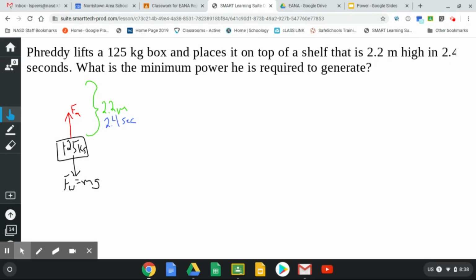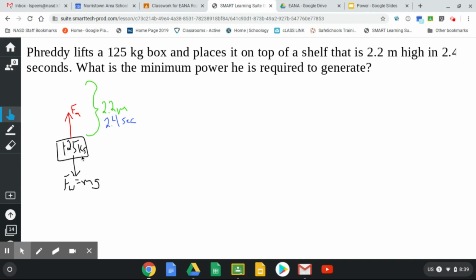Okay, now that you're back, it's interesting that we say the minimum power he's required to generate, because remember one definition was force times velocity. If he raised this at a faster velocity, that would take more power. So we're saying, if he moved this thing very slowly, what would be the minimum power that he needs to produce?